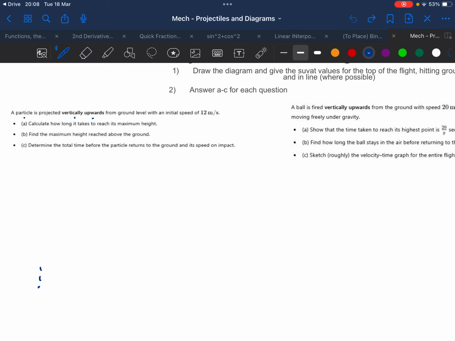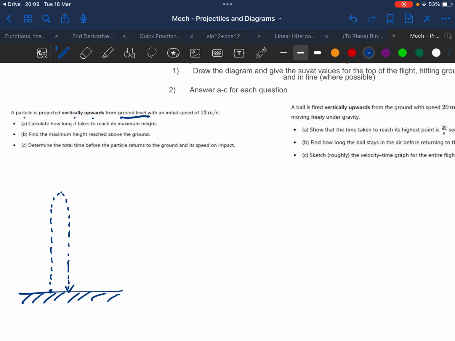That's not how I'm going to draw it though, because that's not going to be useful. So from the ground, it doesn't always have to be the ground, with an initial speed. Okay, so let's start drawing this one then. Here's the ground. I'm going to start right at the bottom here, and this is how I'm going to draw my diagram. I'm going to draw it like this.